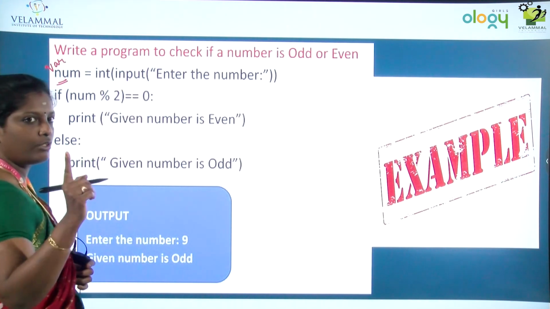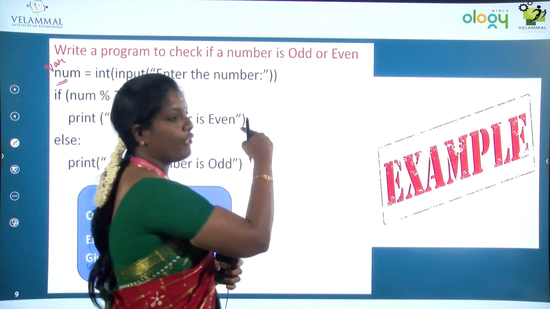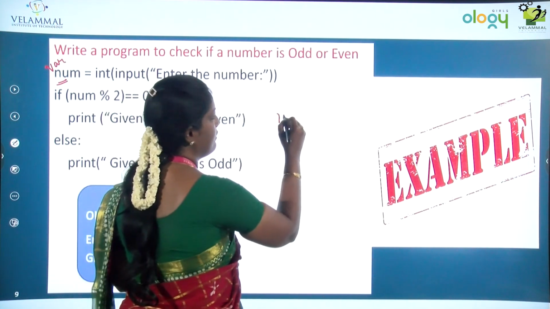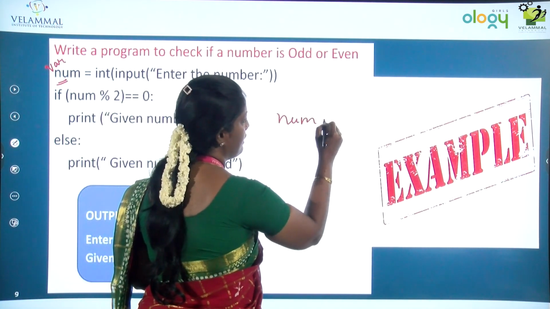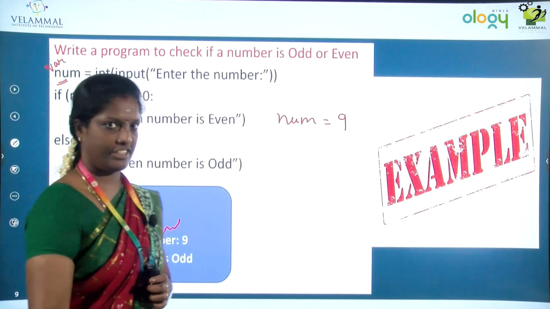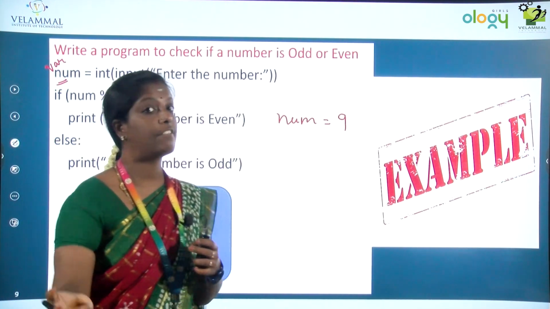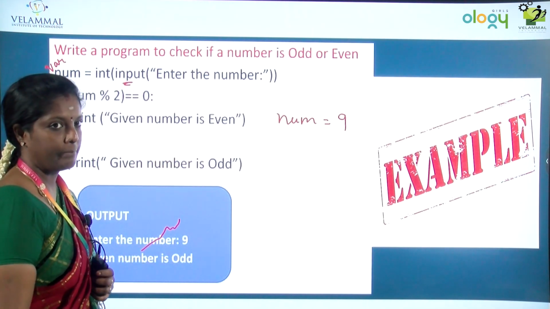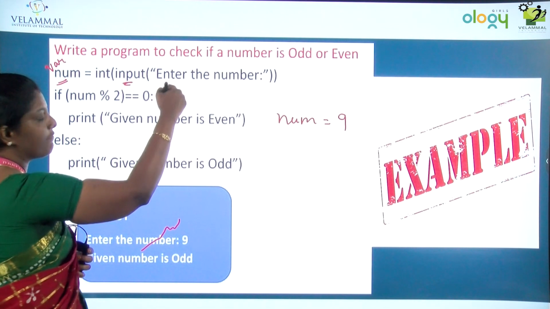You know how to declare it straight away, right? So if you are going to give it directly, how are you supposed to give it? You are supposed to give num = 9. If you give it directly, it will take the number as such. But if you want to take it from the user, you are supposed to use the input statement. This is nothing but a keyword. Fine, you are inputting from the user.